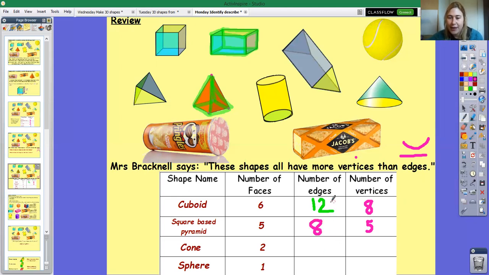Oh, I put it in the wrong colour. So actually, I'm looking at what Mrs. Bracknell was saying, and it actually looks like there are more edges than vertices, doesn't it?